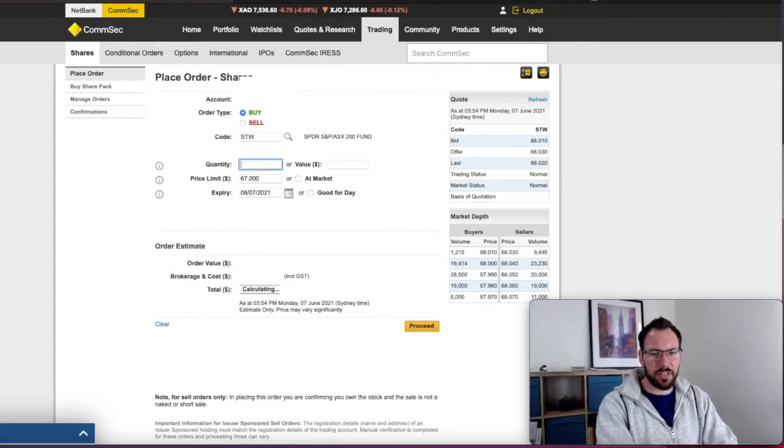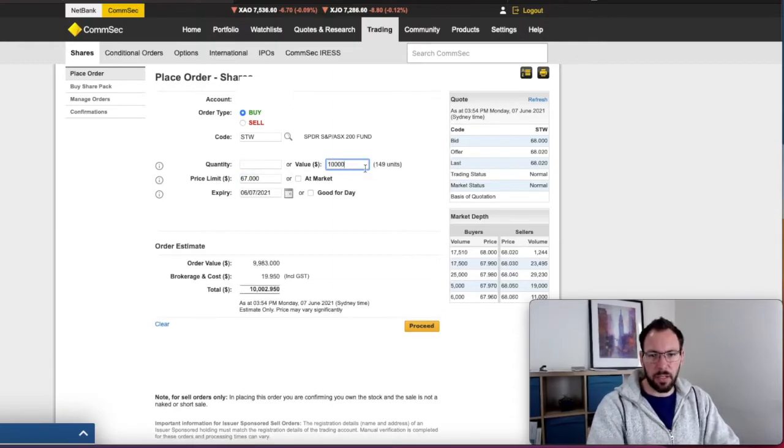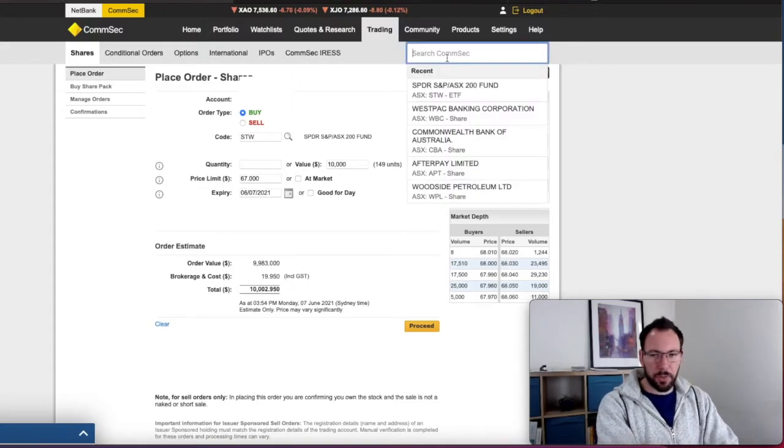One of the great features of this platform is, let's say I want to devote $10,000 to the investment. The system will pre-populate the volume that I need to purchase, in this case 149 shares, at $67. And then at the bottom down here, we see how much that order is going to cost me. We're going to see the brokerage cost there, including GST, and then the total amount that I would need to have in my CDIA account at settlement. Okay. Now, a couple of really interesting things here.